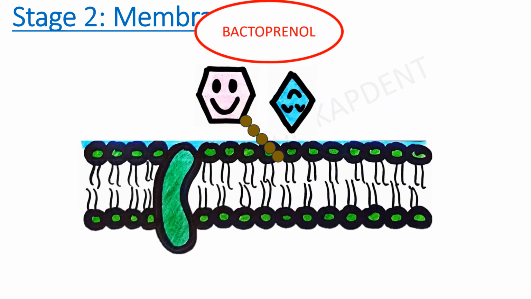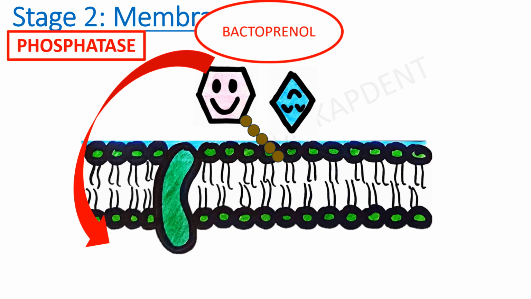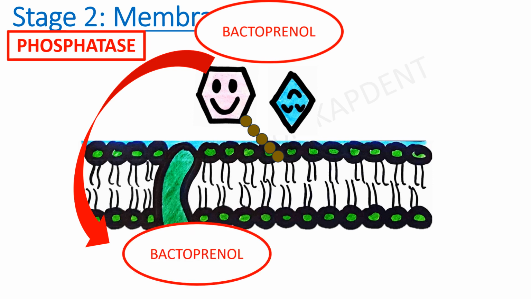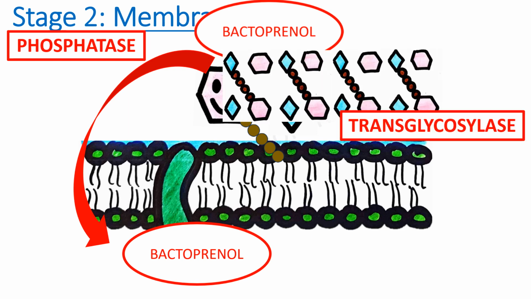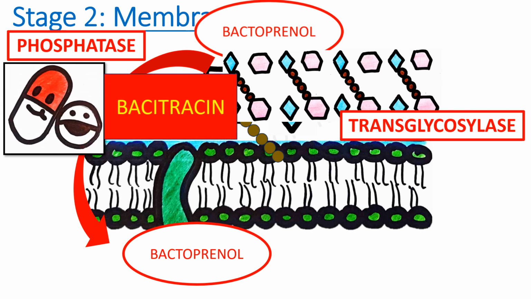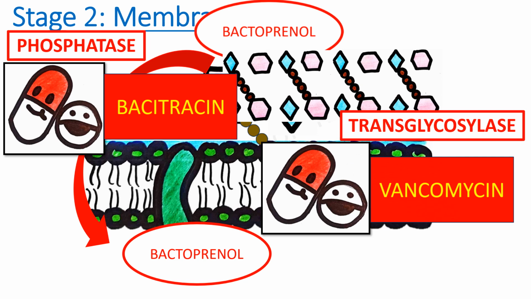Now, due to its limited supply, bactoprenol needs to be recycled into the cell, which is done by a process of dephosphorylation, which is in turn catalyzed by phosphatase enzyme. Meanwhile, the enzyme transglycosylase elongates the peptidoglycan chain. The antibiotic bacitracin acts on phosphatase, while vancomycin inhibits the action of transglycosylase.